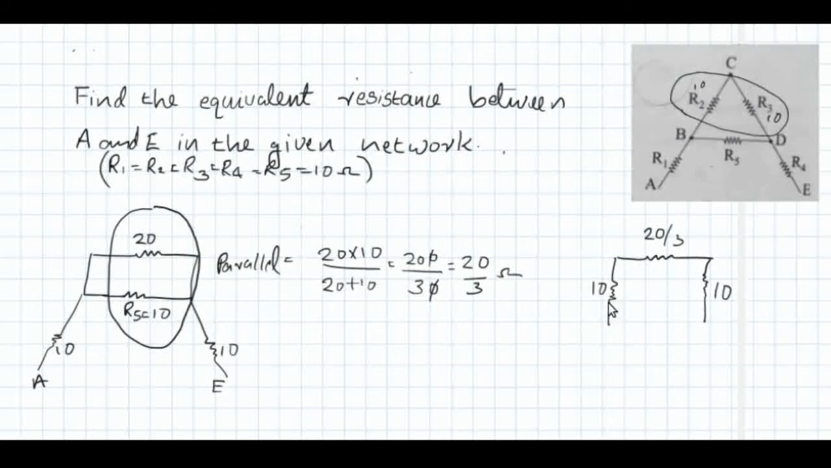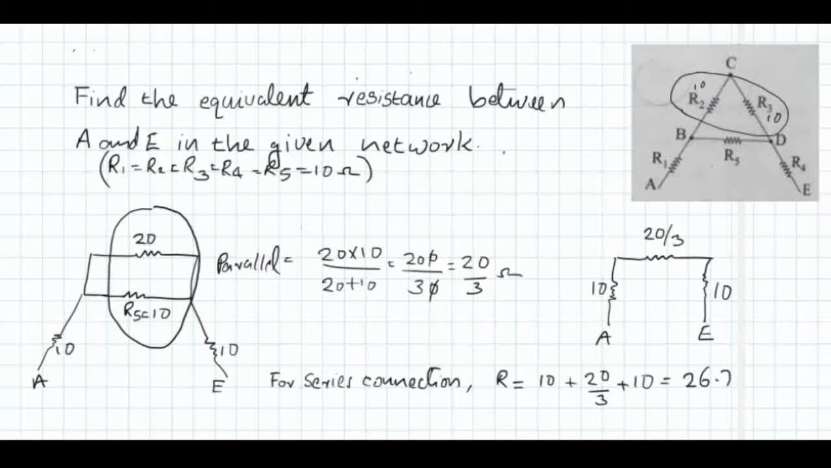Now we can see that these 10, 20/3 and 10 are in series. So this is a series connection. What is the effective resistance for a series connection? Take the sum. That means the effective resistance R will be 10 plus 20/3 plus 10, and that is equal to 26.7 ohm. So 26.7 ohm is the effective resistance.